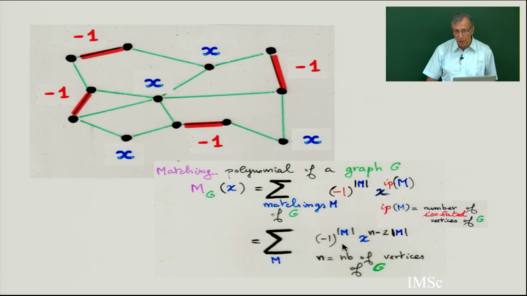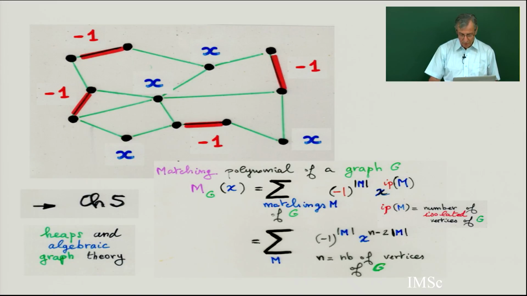But let's go back to matching. Now this matching, I can rewrite in an equivalent way. You see, the sum over matchings of -1 power the number of edges and x power the number of isolated points is x power n, if n is the number of vertices of the graph, minus twice the number of edges. The number of isolated points is the number of vertices minus twice the number of edges, which cover vertices. So I anticipate chapter 5.